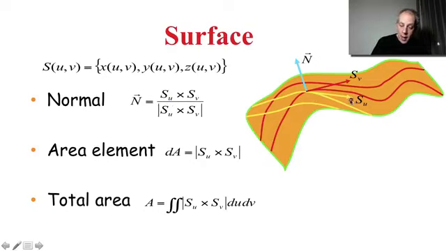So the derivative of S according to U is tangent. The derivative of S according to V is tangent. They will define a plane which is tangent to the surface at this point. If we do the cross product between them, we get a normal to the surface. And again, we are going to normalize that because we're interested in unit length normals. So we have derivatives, which means tangents, and then the normal.